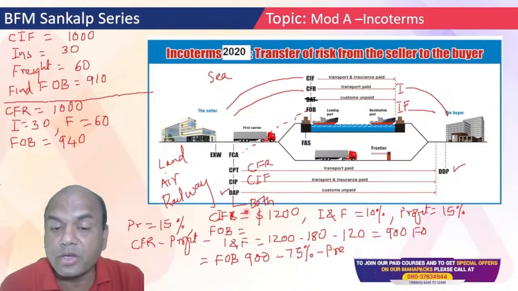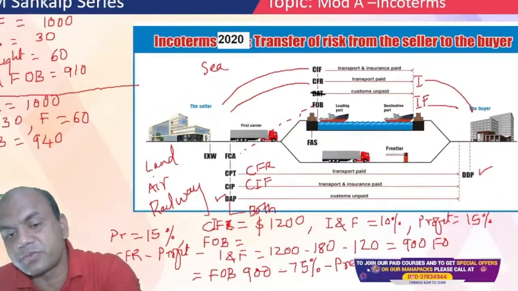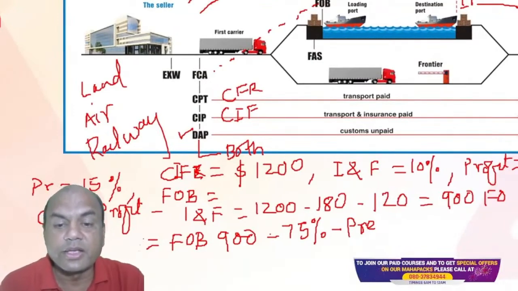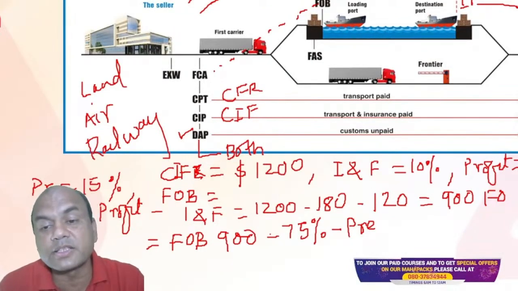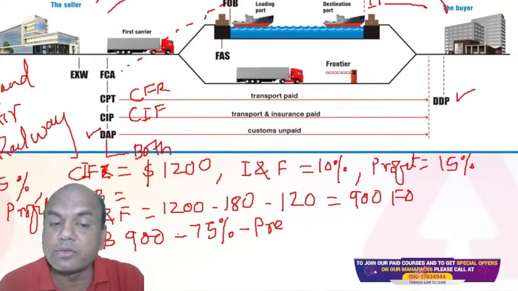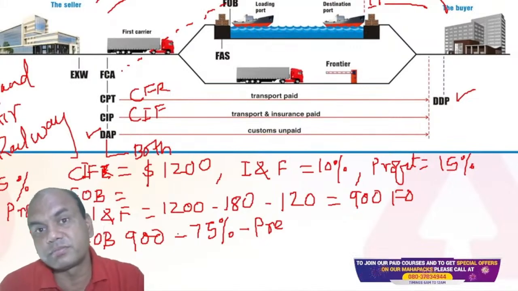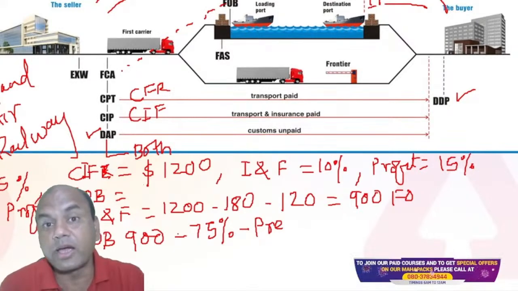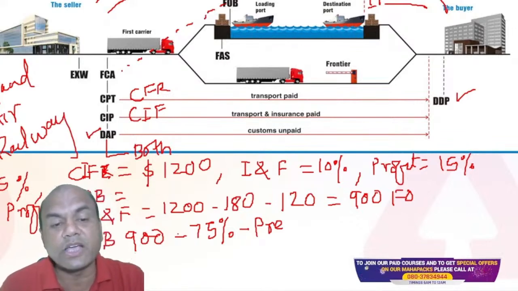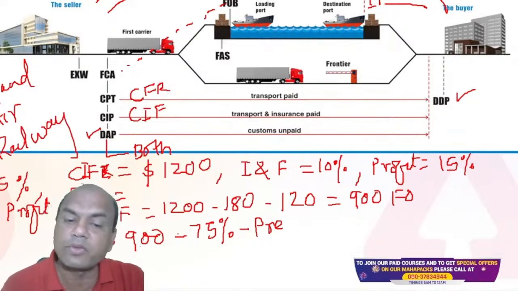Now this is a typical numerical which I have solved, just for your reference. CIF is given as 1200. Insurance and freight combined is given as 10%. Profit is given as 15%. Suppose I tell you to arrive at the FOB or pre-shipment finance, suppose you have to give the pre-shipment finance in this scenario. What will you do? CIF is 1200, insurance and freight is 10%, profit is 15%.